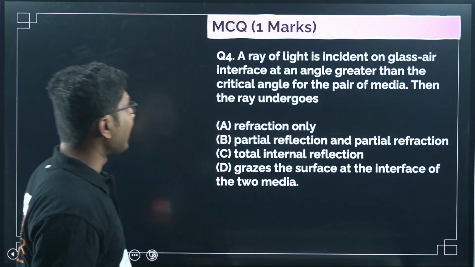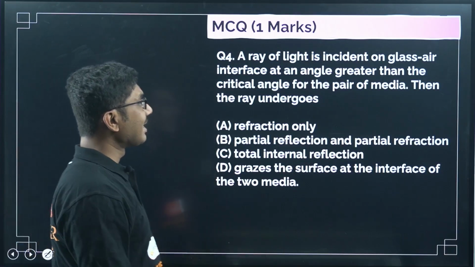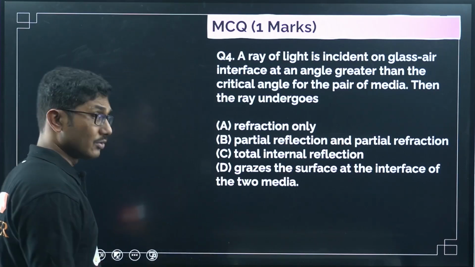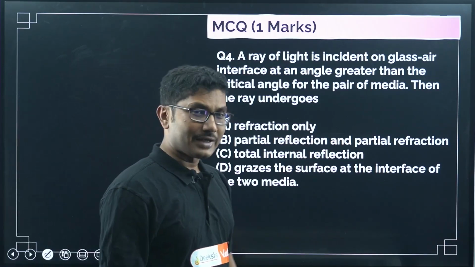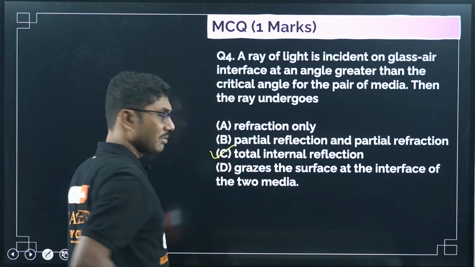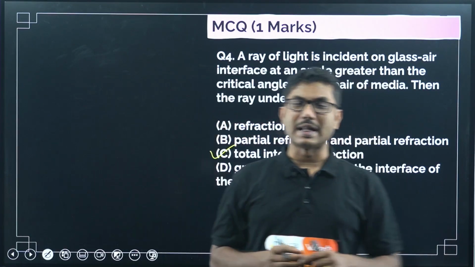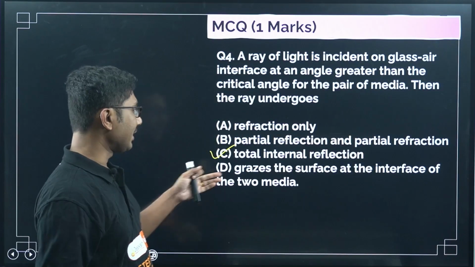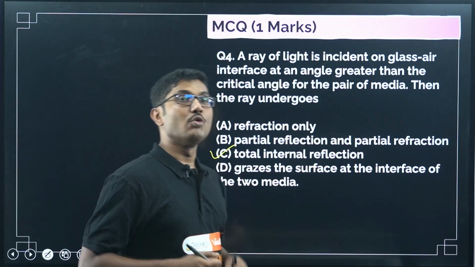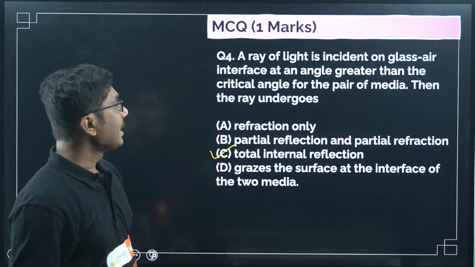A ray of light is incident on a glass air interface at an angle greater than the critical angle of the pair of media. Then the ray undergoes what? When the angle is more than the critical angle, the ray undergoes total internal reflection. You have to remember that. If the incident angle is equal to the critical angle, then it grazes the surface at the interface of the two media, which is the last option. But here the angle is more than the critical angle, so it will suffer total internal reflection.